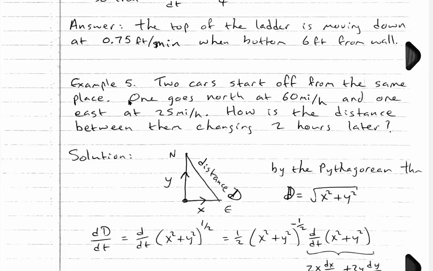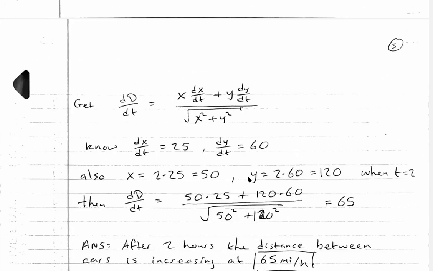Okay, so they start off from the same place. 2 hours later, what's the situation? The first car is going north at 60 miles per hour. So after 1 hour, it's gone 60 miles, but after 2 hours, it's gone 120 miles. So 2 hours later, y is 120. That car's gone 120 miles north. 2 hours later, the car going east has only gone 50 miles.